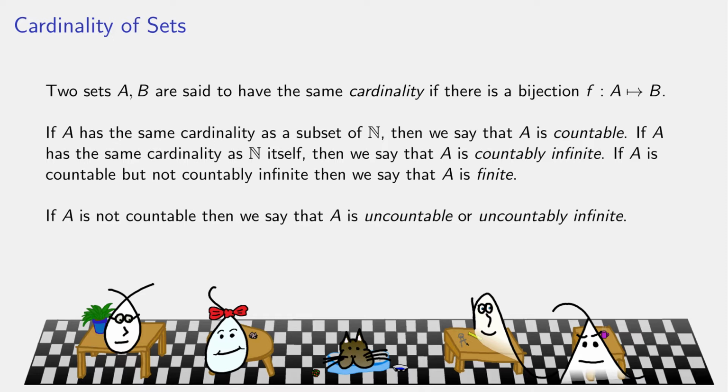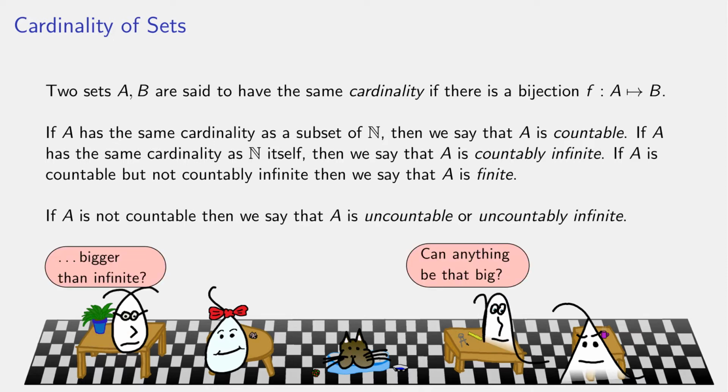If it's countable but not countably infinite, in other words, it is in a bijection to a subset of the naturals but can't be put into a bijective correspondence with all the naturals, then we say it's a finite set. And if a set isn't countable, so it can't be put into a bijective correspondence with the natural numbers or any subset of them, we say it's an uncountable set or an uncountably infinite set.